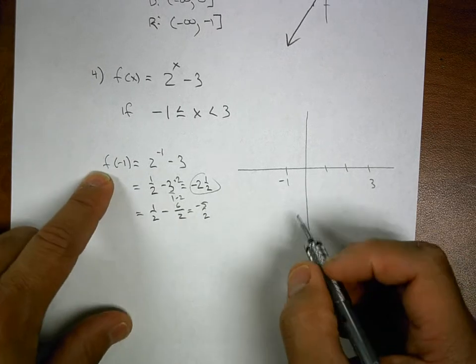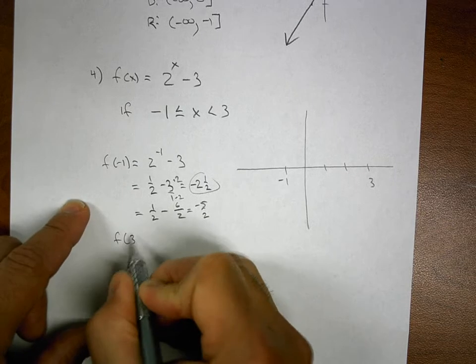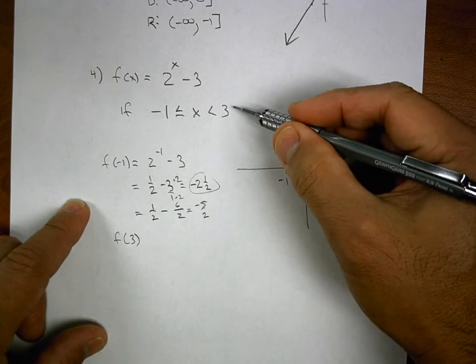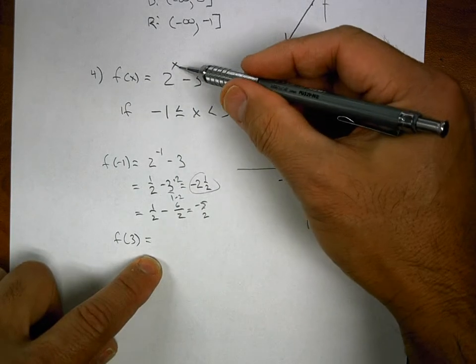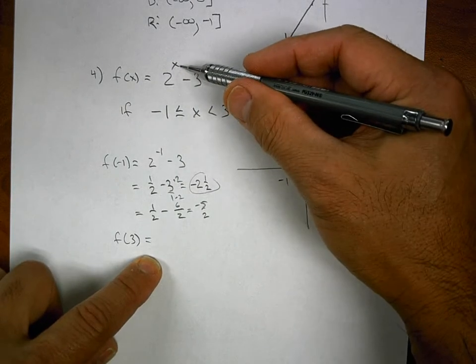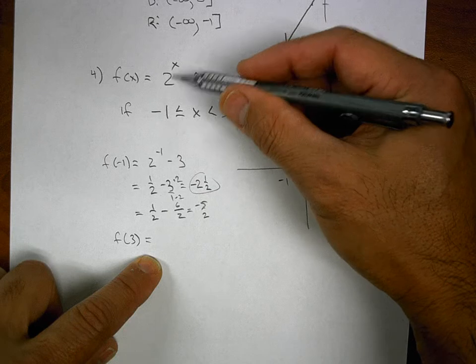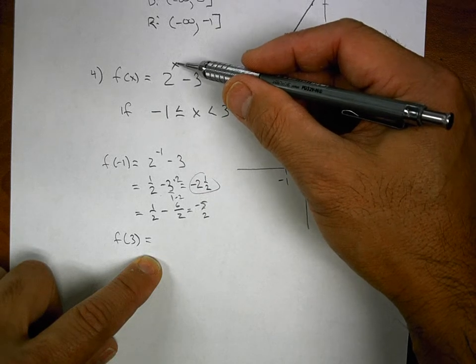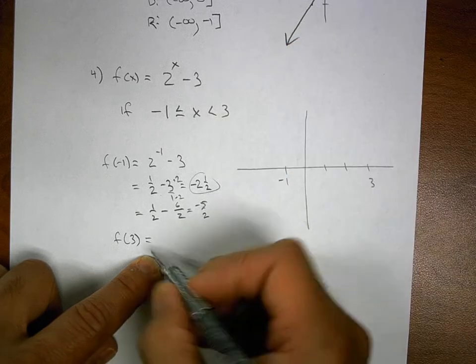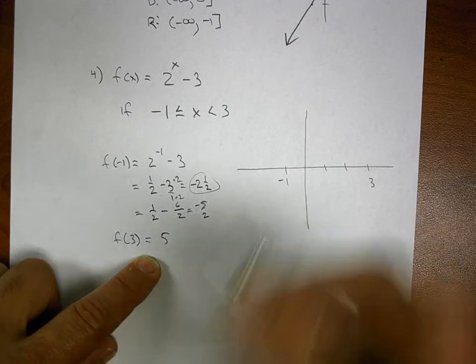And then f of 3. This other endpoint, f of 3. Okay, so let's plug that in. And 2 to the third is 2 times 2 times 2, 8. Minus 3 is 5. So 5. Okay, so let's plot these.